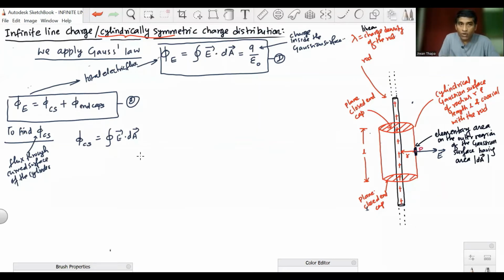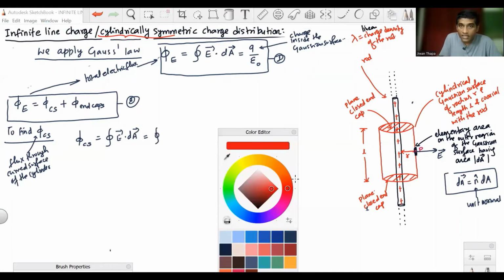Now what we do is that we know area vector can be expressed in this way. So this is unit normal, drawn on the area, and it gives the direction of vector area. Clear? So on the curved surface, we find electric field and area vector, okay.